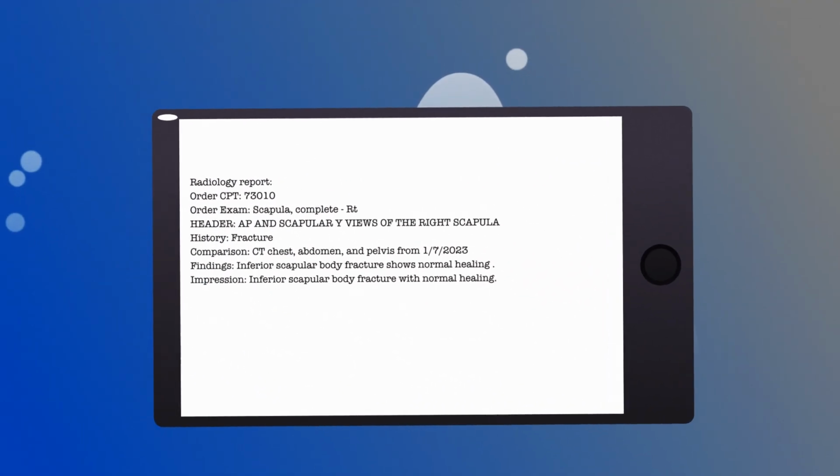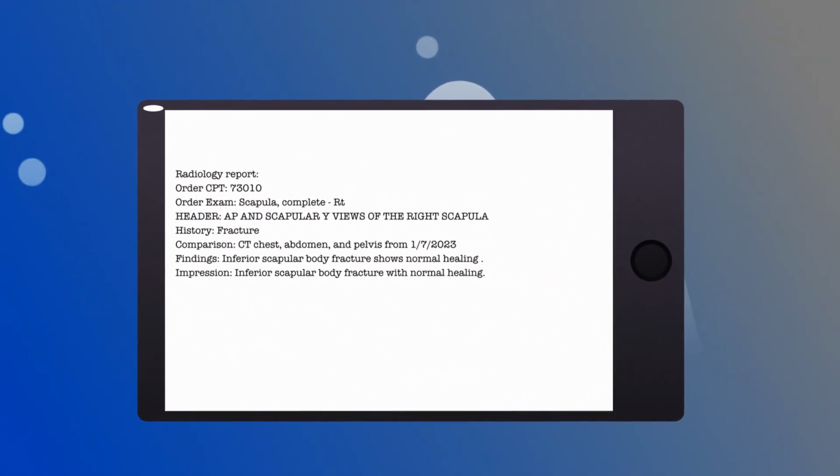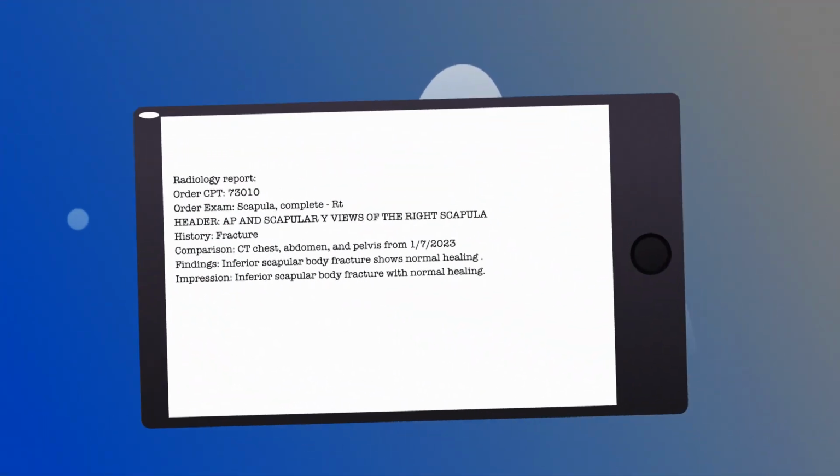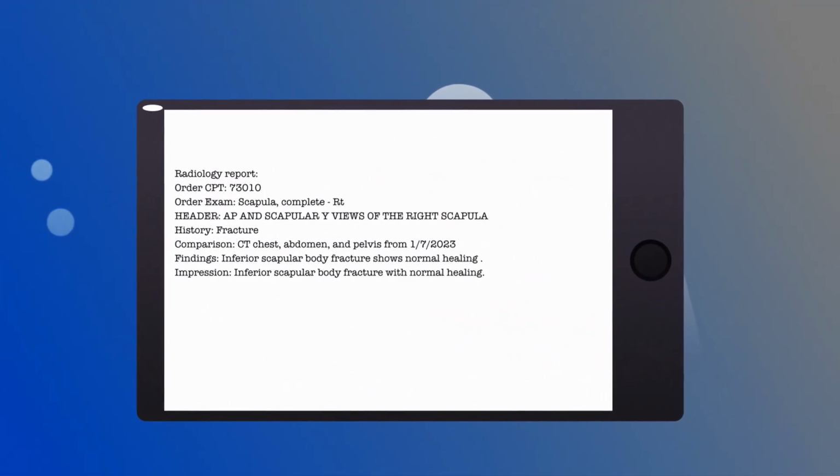Radiology report example. Order: exam scapula complete, right. Header: AP and lateral scapula views of the right scapula. History: fracture. Comparison: CT chest, abdomen, and pelvis from 1/7/2023. Findings: inferior scapular body fracture shows normal healing. Impression: inferior scapular body fracture with normal healing.